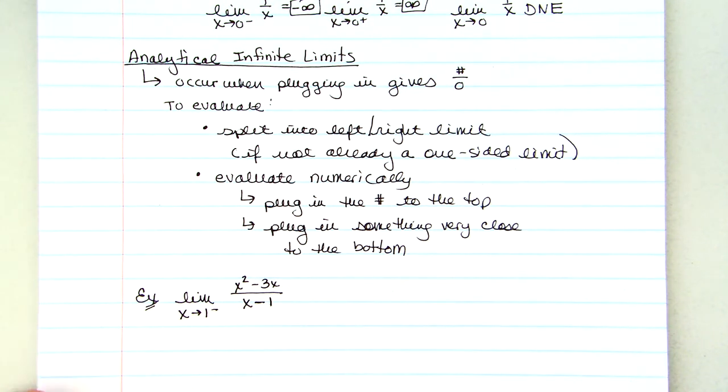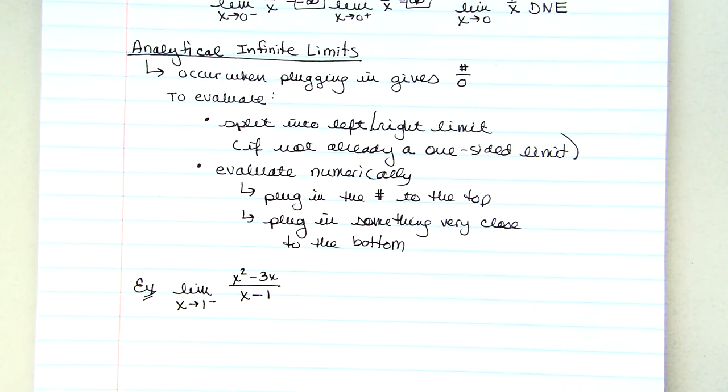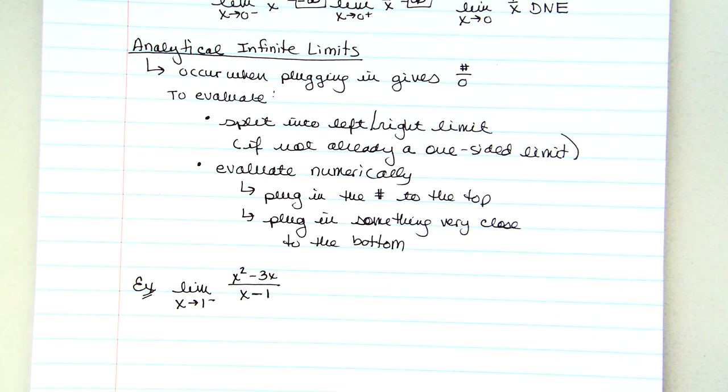So for a first example, we're going to look at the limit as x approaches 1 from the left of x squared minus 3x over x minus 1. Forget about everything I just taught you. What do we do first no matter what? Plug in. Should I say this limit equals what I get when I plug in? No, this is just work on the side. You don't even have to show the plugging in work. But what do you get up top when you plug in?